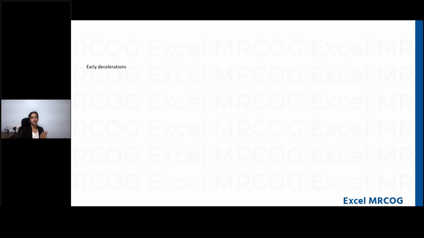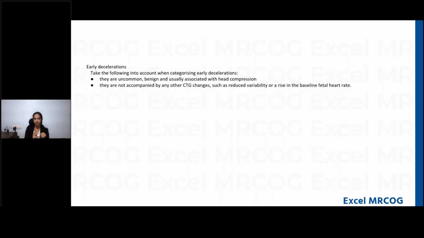So then, early decelerations. Take the following into account when categorizing early decelerations. They are uncommon. This is what I was mentioning, that if they give you a trace and you're confused between variable or early, you can go in favor of variable because variable are more common. Early decelerations are uncommon, benign, and usually associated with head compression, and they are mostly present in the second stage. They are not accompanied by any other CTG changes such as reduced variability or baseline fetal heart rate changes.